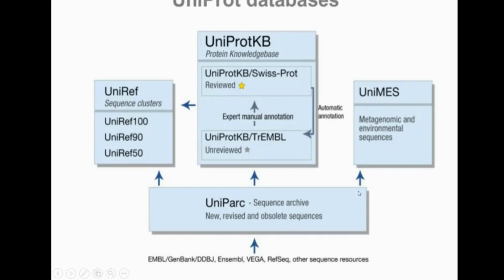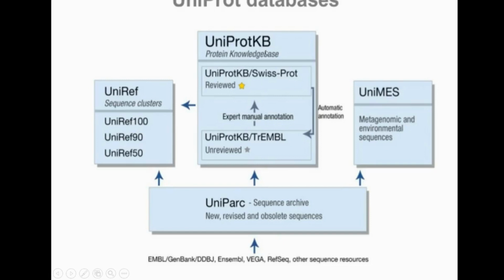In UniMes, all the protein sequences which were extracted from metagenomic studies are moved. Metagenomic study is the study of genetic material recovered directly from environmental samples. So the protein sequences derived from metagenomic projects were moved to UniMes. In UniRef, the sequences get clustered at 100%, 90%, and 50% identity. It is done to speed up the sequence similarity search.